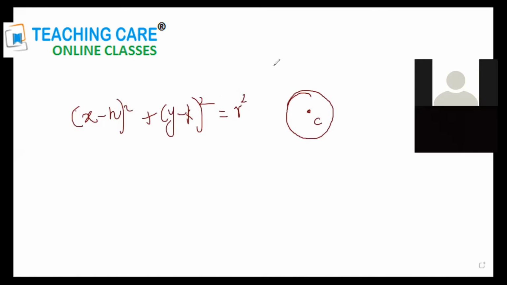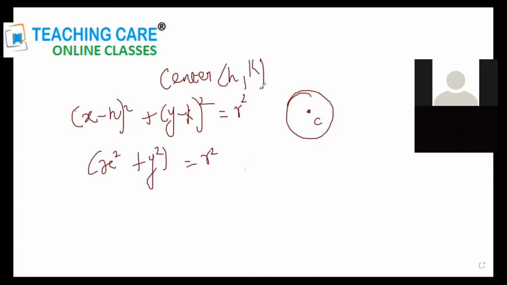You are able to see the screen, right? And suppose it is passing through the origin, the formula will be x squared plus y squared equals r squared. These two things you have to remember. If the center is at h comma k, this is the formula for the equation of the circle, and when it is passing through the origin, this is the formula. So we started calculating using that.